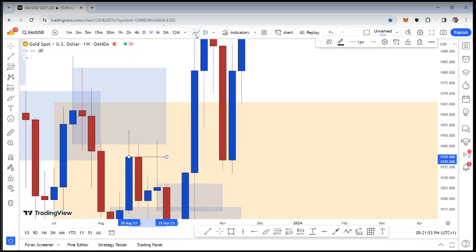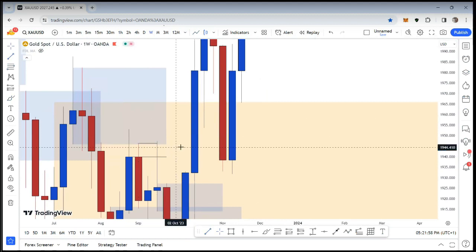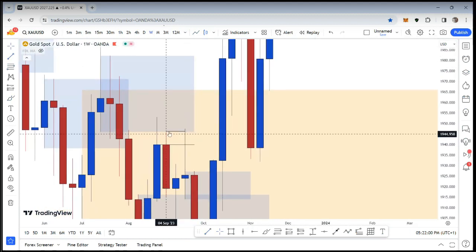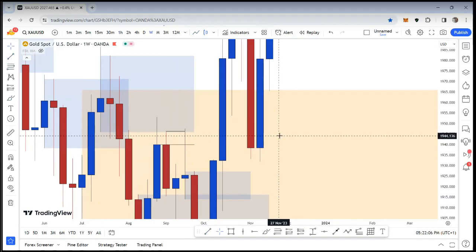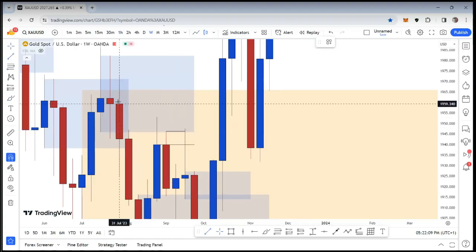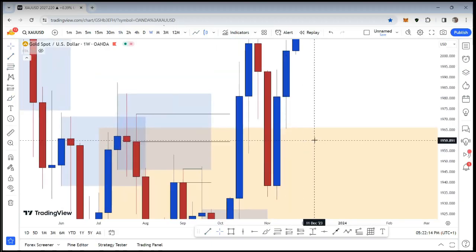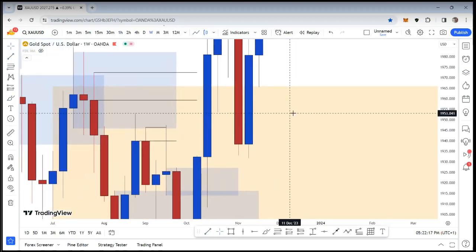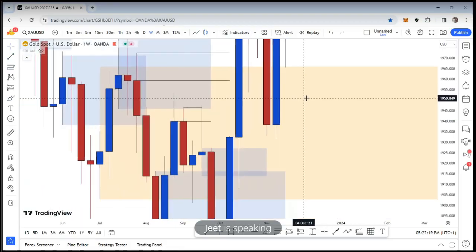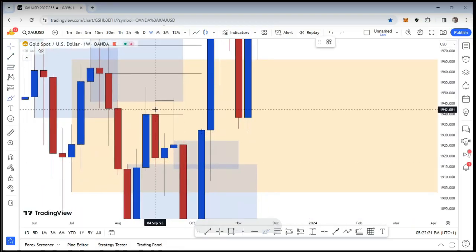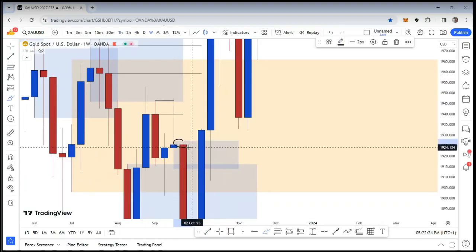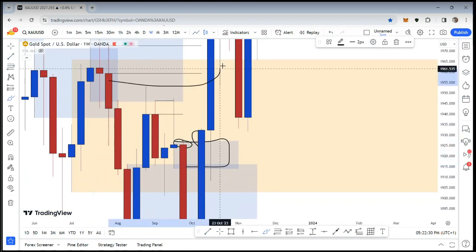According to SNR, is that zone fresh? This is an SNR level, so I will consider these two levels. Now, is this zone fresh? No. The only zones that were fresh are this zone and this zone. Am I correct? Yes. So when price broke from this level, I knew automatically that we are heading to this level.